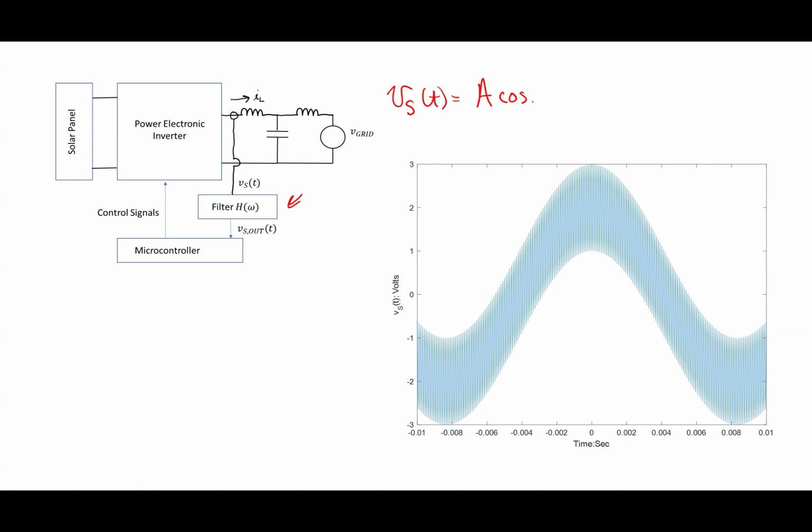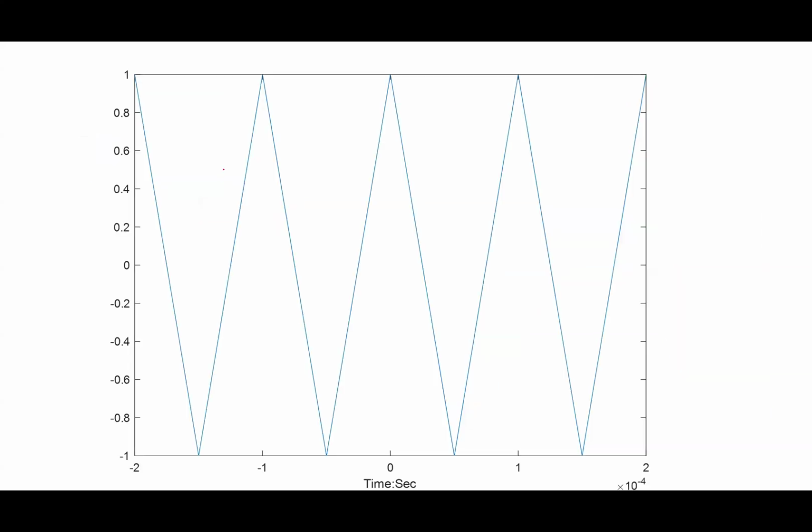Some 60 hertz waveform plus essentially some other Fourier series. Right? And that Fourier series is this waveform that looks like this if I zoom in on it. So what I'm asking you to do is to try to filter this out.